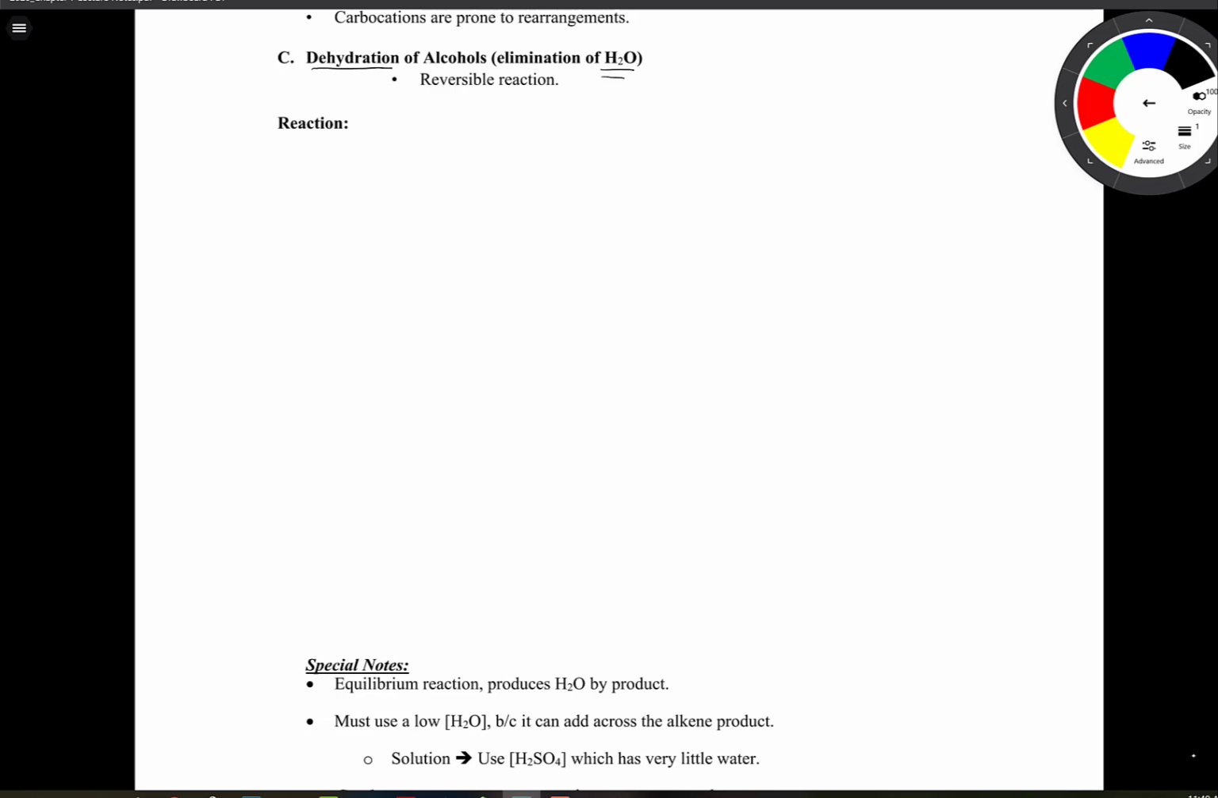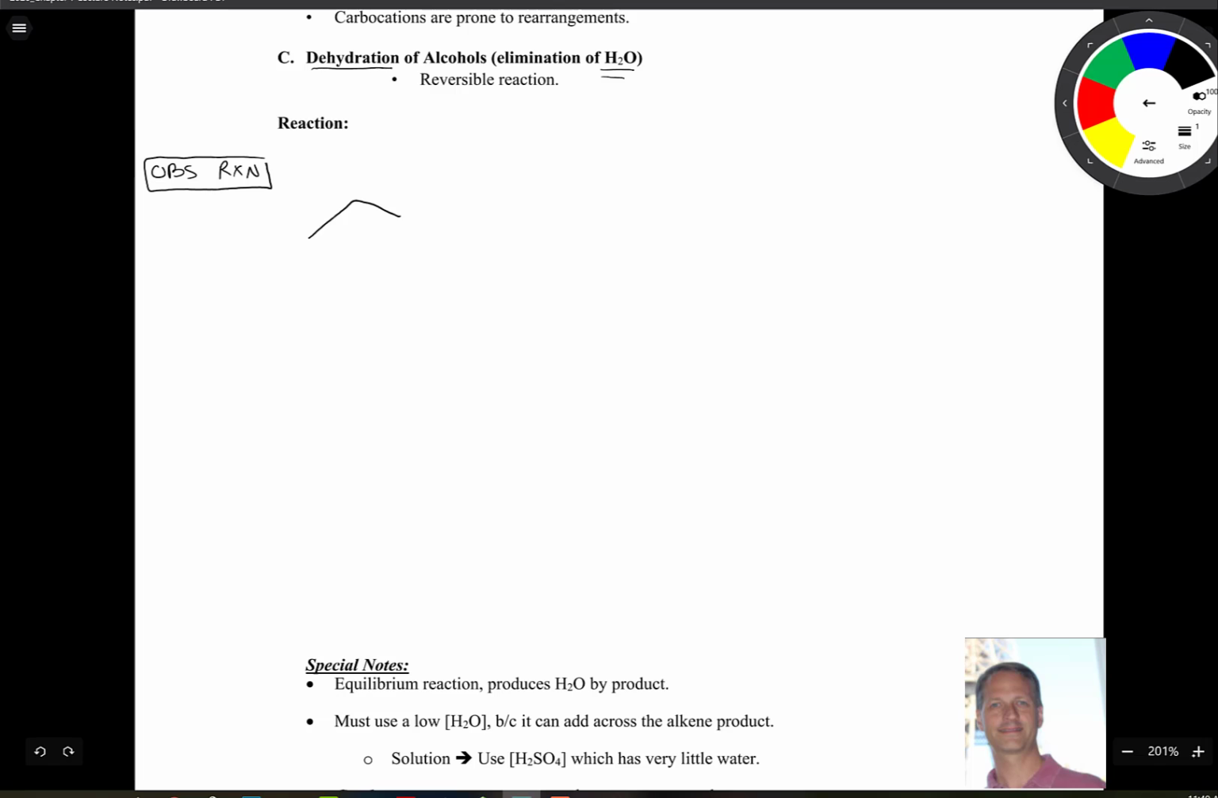get rid of water. So let's take a look at the observed reaction. So the observed reaction takes an alcohol, and then we have reversible arrows here, and then we need to put in sulfuric acid.